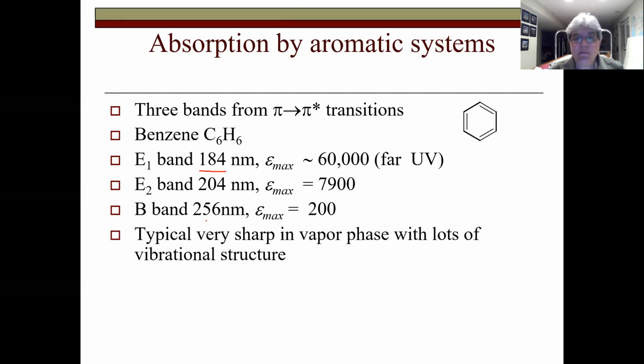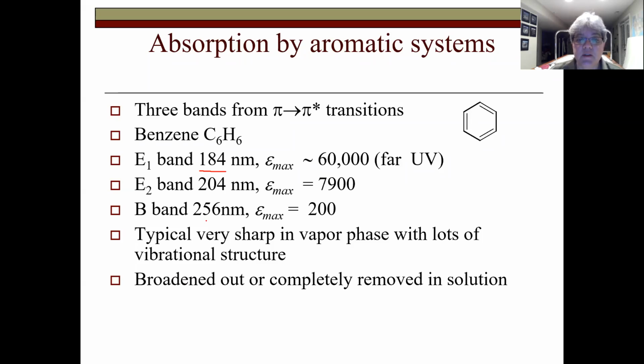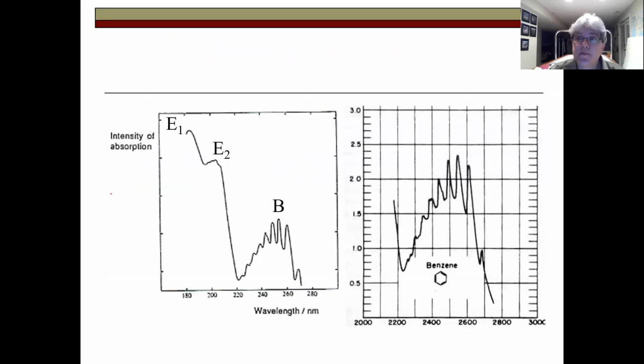And typically this B band will have some of that vibrational fine structure if it's in the vapor phase or even in some solvents. And then as you get it in solutions, especially more polar solutions, then it gets broadened out. So this is what the absorption spectra of benzene looks like. So notice this is the E1 and then E2. This is the B band. And again, quite often it's going to have this vibrational structure. In some solvents, you may get that broadened out so that you don't see those peaks.